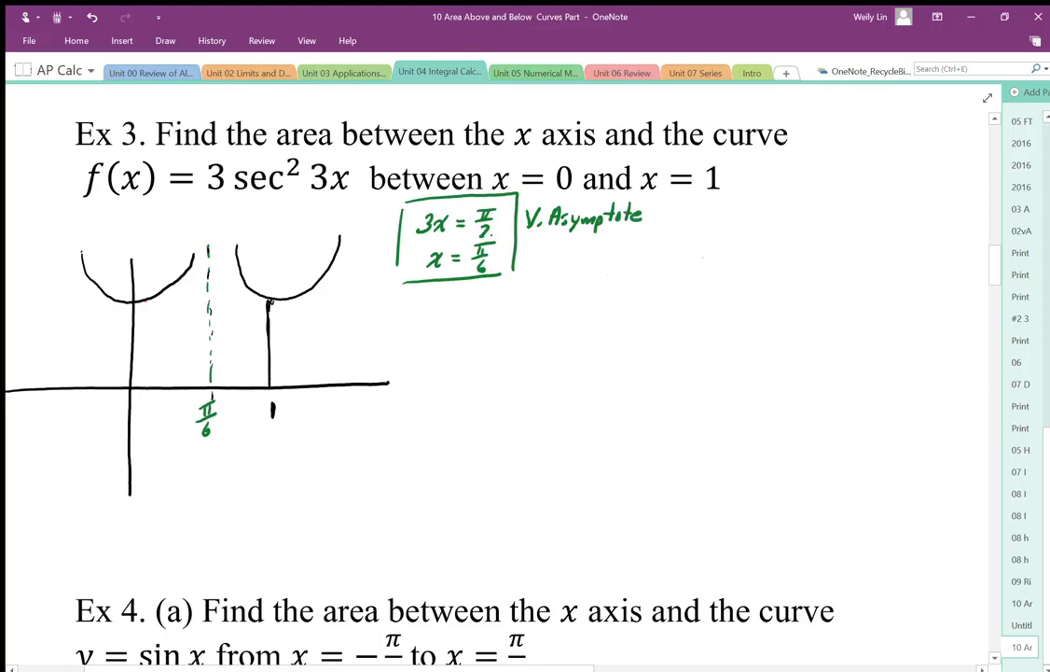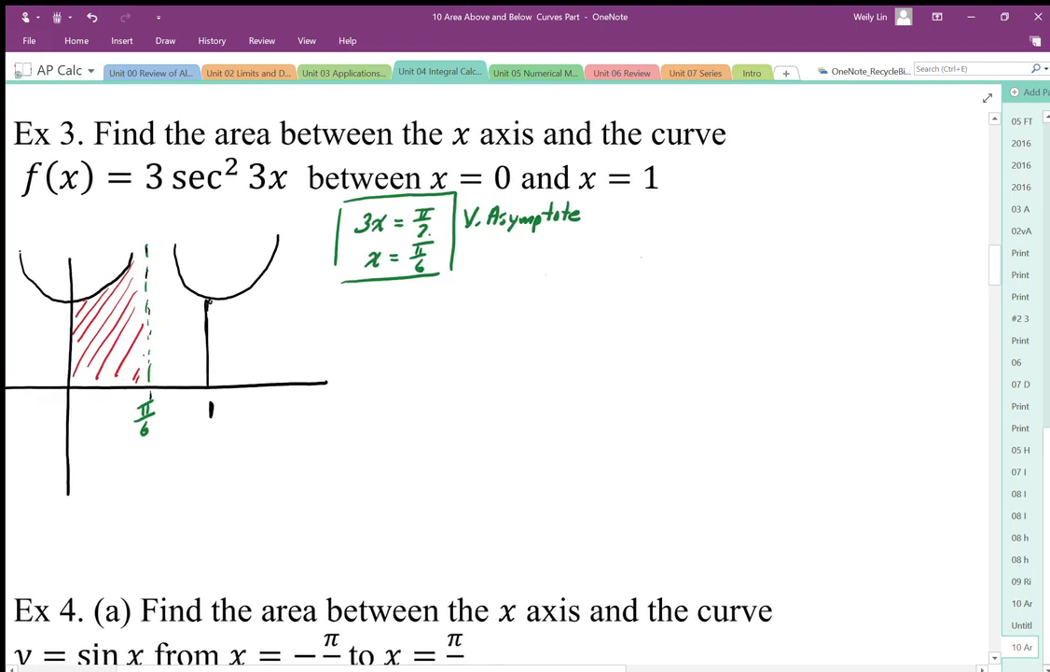Okay, once I establish that, I need to recognize that I have an improper integral. I have unbounded regions, so I have this unbounded region over here, and I'm going to need to write a limit form of this improper integral. So I'm going to do the limit as some value of a approaches π/6, and we're going to approach it from the negative side. And we're going to integrate from 0 to that value, using the area under 3 sec²(3x) dx.